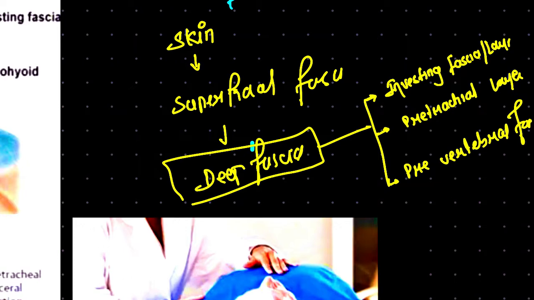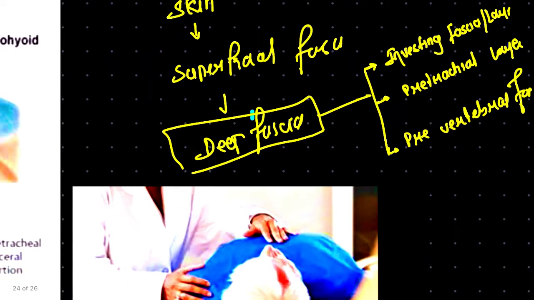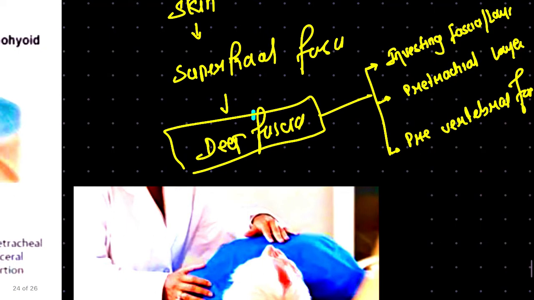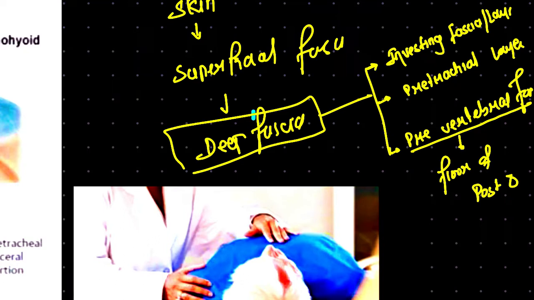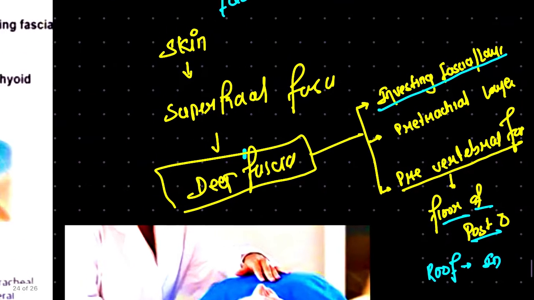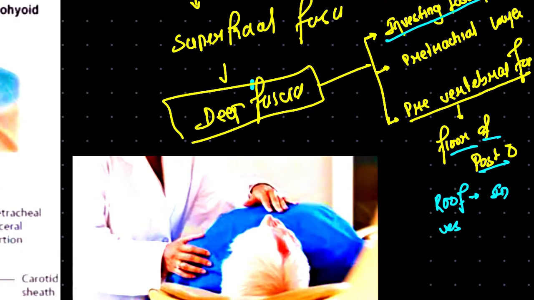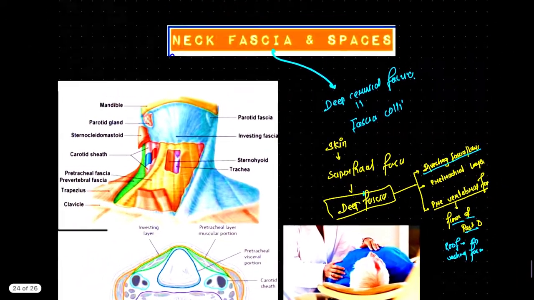Pre-vertebral fascia means in front of the vertebra. One important point is that this pre-vertebral fascia also forms the floor of the posterior triangle. We'll get to these things again clearly, don't worry, through diagrams. The floor of the posterior triangle is formed by the pre-vertebral fascia, but the roof is formed by the investing fascia or layer, the upper one. Okay, let's move toward this diagram.